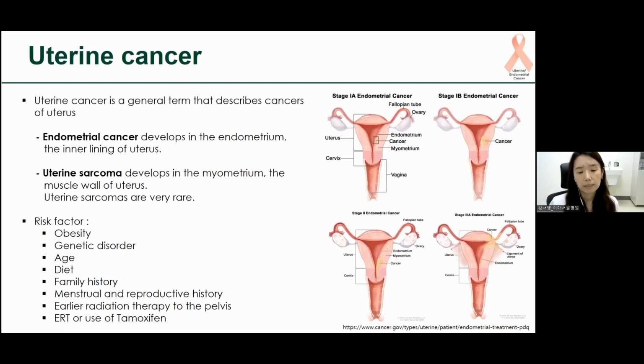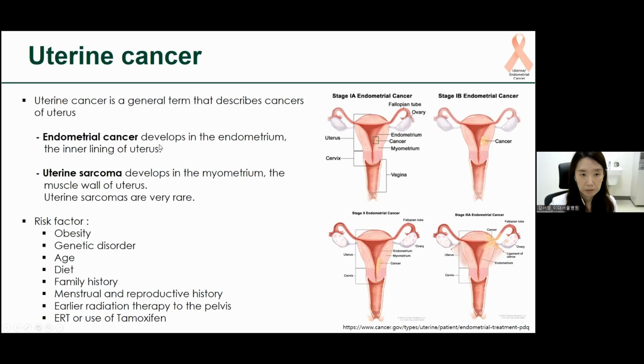Uterine cancer is the sixth most common female malignancy worldwide. It is a general term that describes cancers of the uterus. Uterine cancer can refer to either endometrial cancer, uterine sarcoma, or other rare forms of cancer that can arise in the uterus. But people often treat the terms endometrial cancer and uterine cancer as the same. That's because endometrial cancers are much more common than other cancers that can form in the uterus.